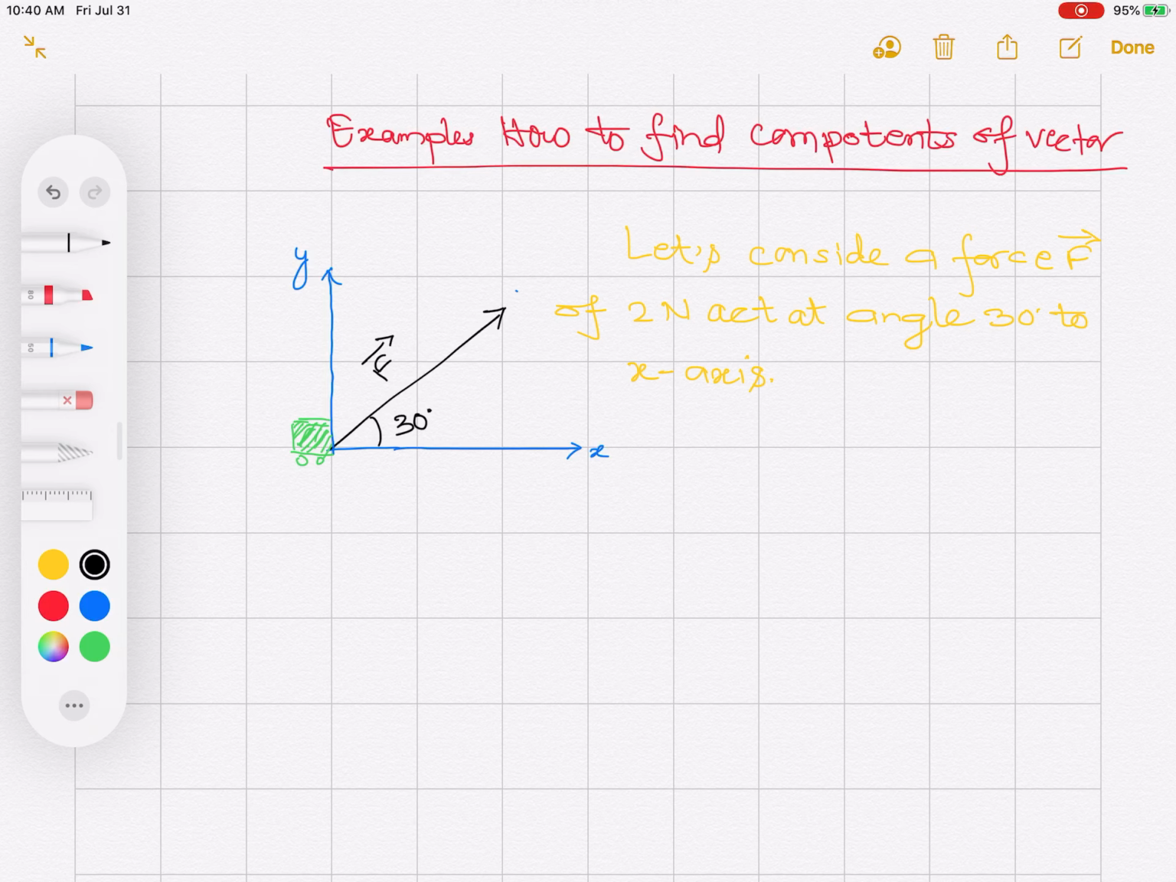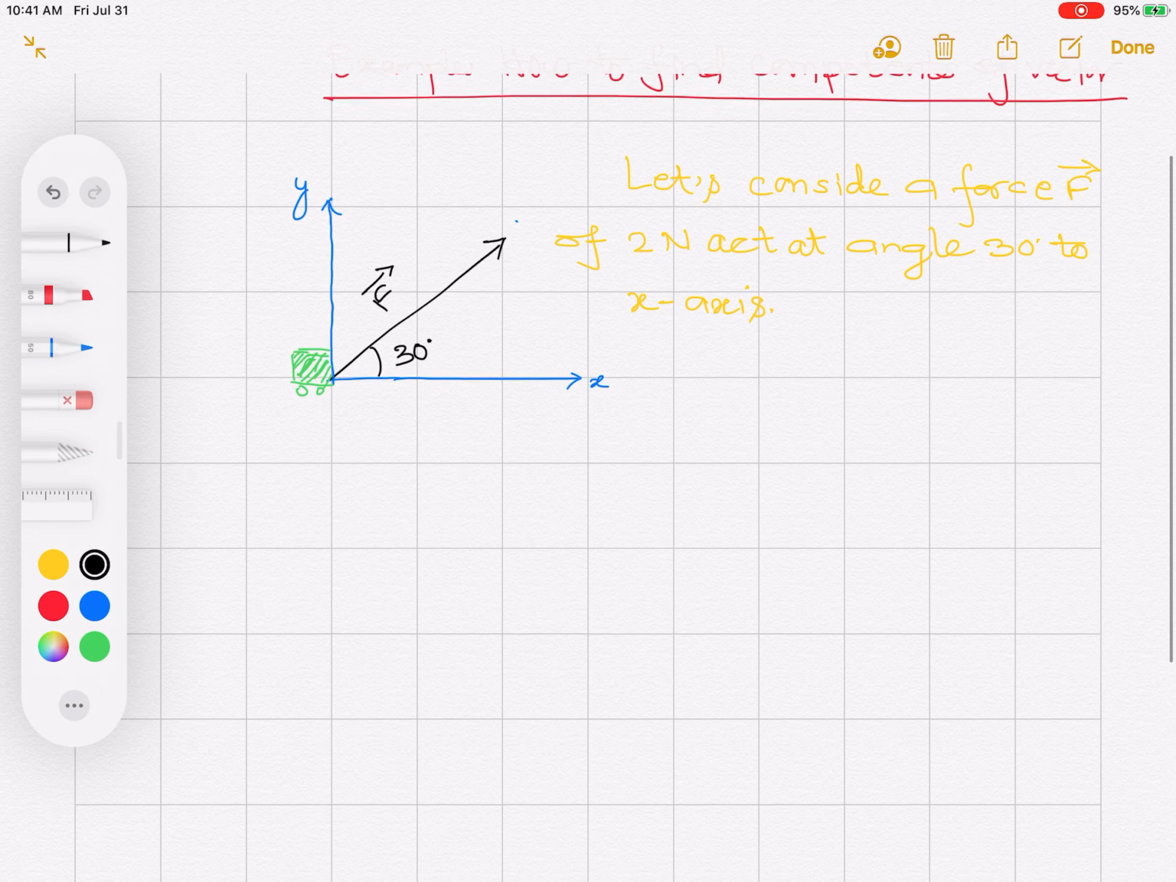Today I will show you an example of a force and how to find out the components of this force. So it's simple, like the resolution of a vector. I am here considering a force of 2 Newton on an object which makes an angle 30 degrees with the x-axis. So I draw a diagram as shown here.